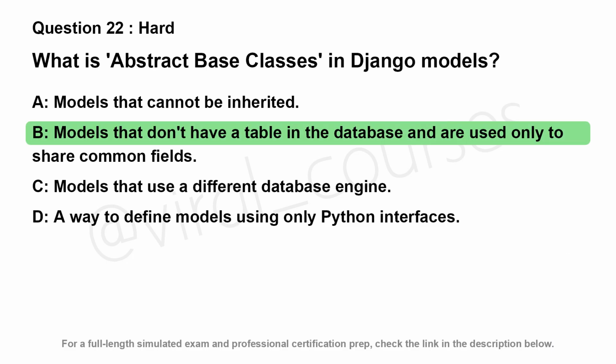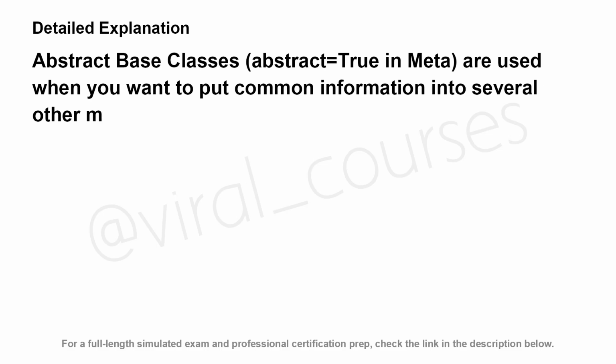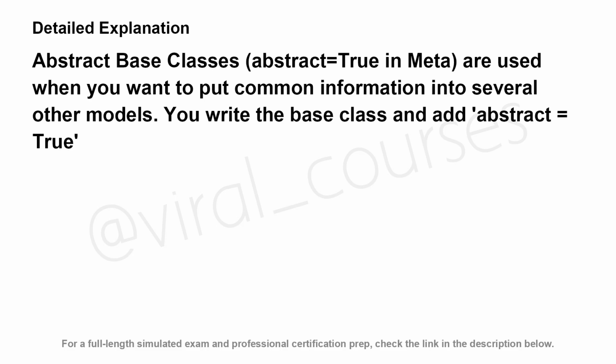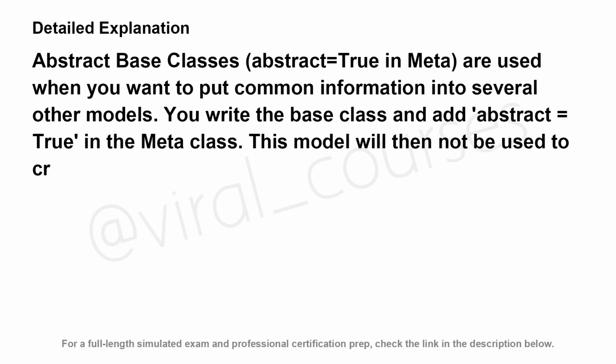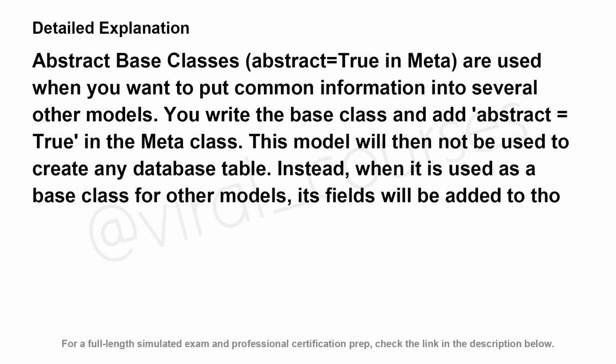The correct answer is B. Abstract base classes, abstract=True in Meta, are used when you want to put common information into several other models. You write the base class and add abstract=True in the Meta class. This model will then not be used to create any database table. Instead, when it is used as a base class for other models, its fields will be added to those of the child class.